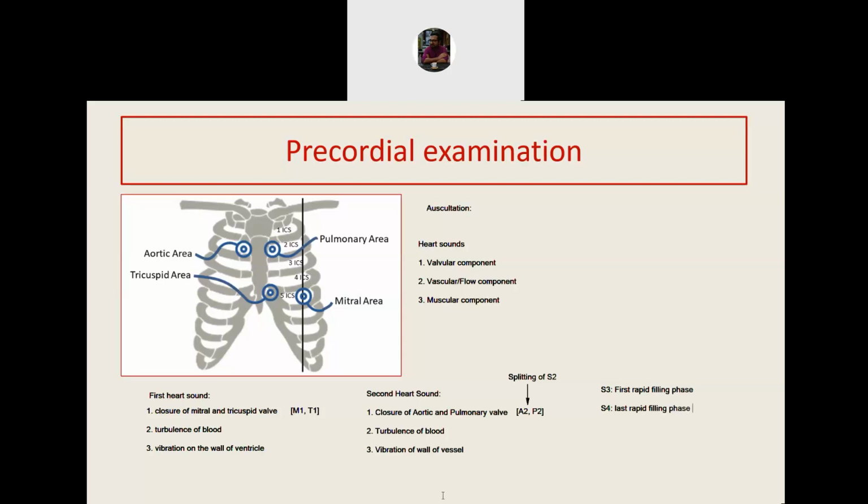Now S3 and S4 are so feeble that they are not normally heard. They can only be heard in pathological conditions like in heart failure. Otherwise, we only hear the first and the second heart sound. Because first heart sound corresponds with the left ventricular systole, so this sound marks the beginning of systole. Similarly, the second heart sound marks the beginning of diastole.